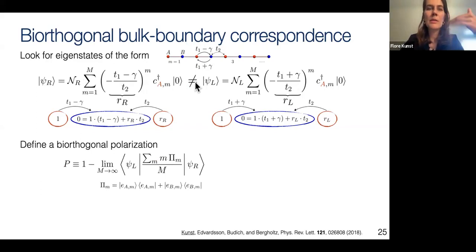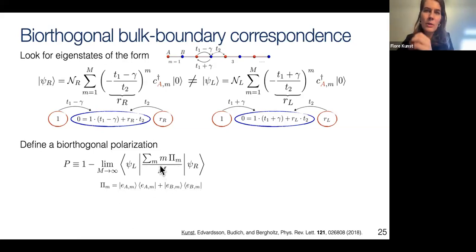We now use this to define a so-called biorthogonal polarization. So this is how it's defined. Let me take you through what this means. Here, I'm taking the sum over M, where M labels the unit cells. I put M here also as a weight. Then here you have an operator, which is the projection operator onto the sublattices A and B in the unit cell M.